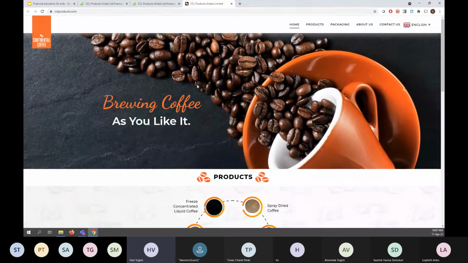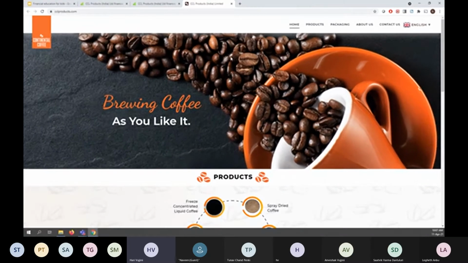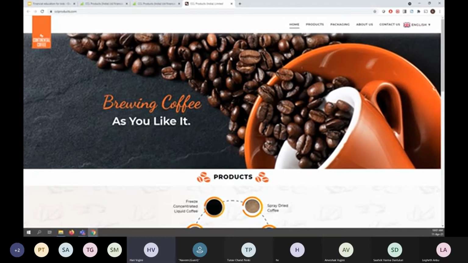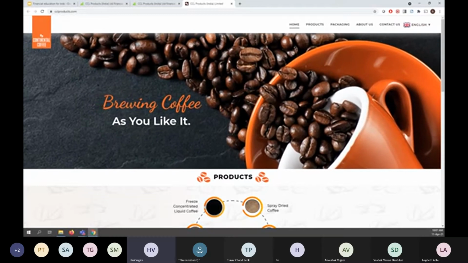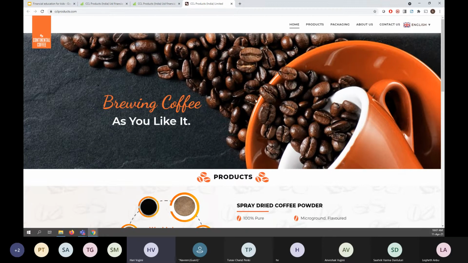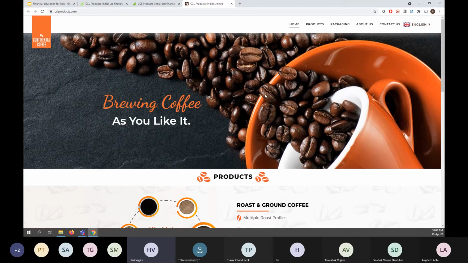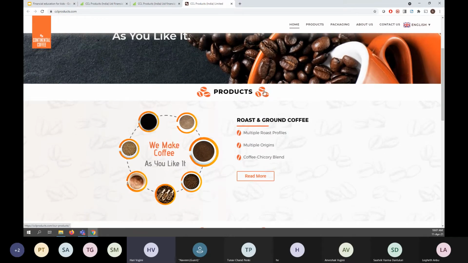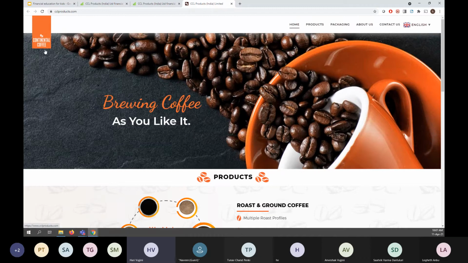What it does is get coffee beans from India or across the world, it imports the coffee beans, crushes them, makes coffee powder, and sells it to customers like Walmart or Amazon or all the big retailers across the world. They sell across the world, and they have plants in India. They have one in Andhra, and they also have one in Vietnam. So this is the company we are looking at, CCL Products or Continental Coffee.